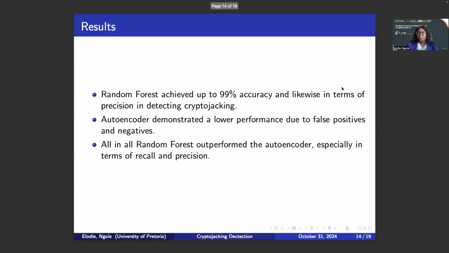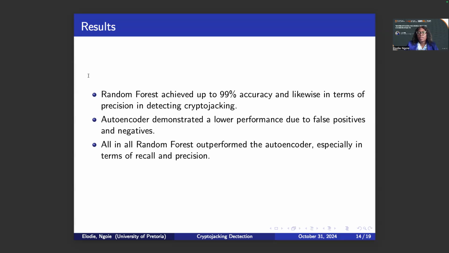Moving on to the next. Our result. The result shows that random forest achieved up to 99% accuracy in predicting cryptojacking. This outperforms the autoencoder, which encountered more challenges with false negatives and positives. This high performance of the random forest indicates the robustness and accuracy in identifying cryptojacking attacks.